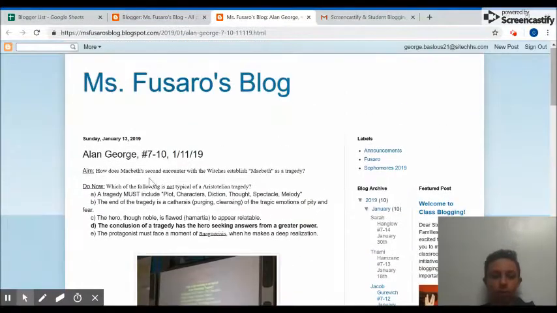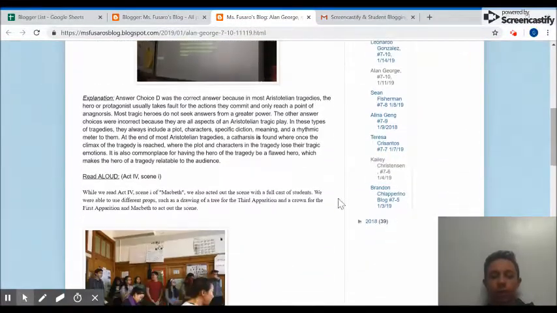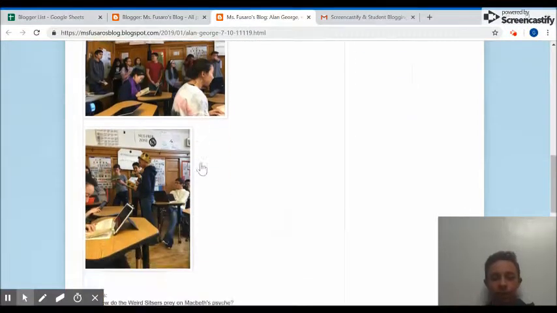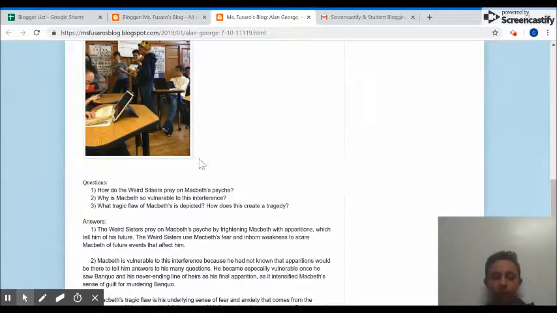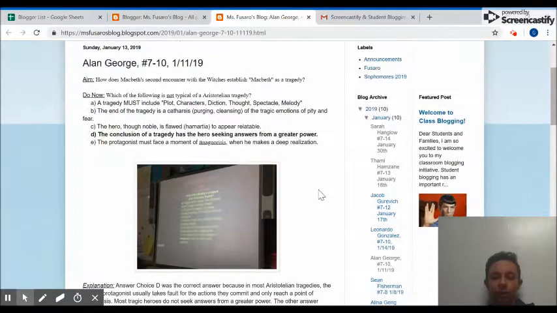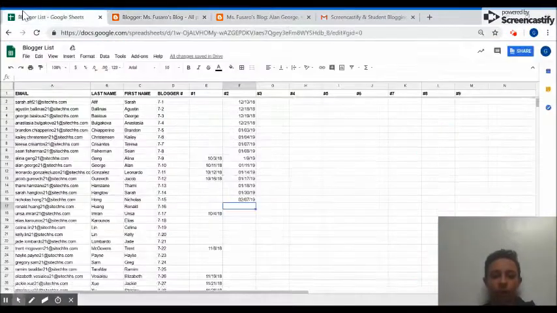So for the blog, they just write the aim and the do now and basically explain what we did in class. So in this blog on this day, we read a scene from Macbeth and we answered some questions here. So I guess the point of the blog is mainly so that if anyone's absent, they're still caught up with the lessons and they don't fall behind the rest of the class.